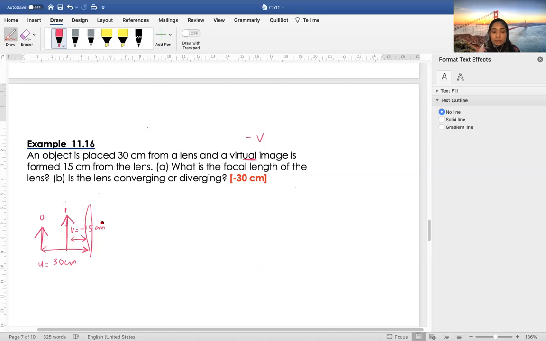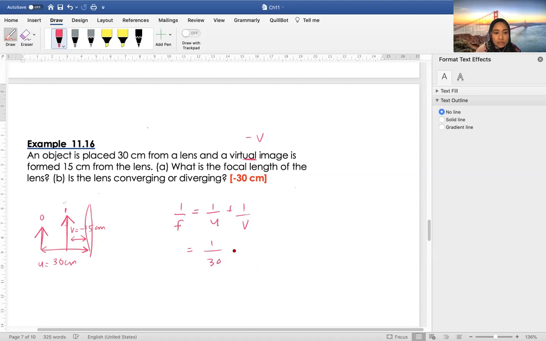Okay, never mind. You understand, right? So u is 30. And they said that the image is virtual, 15 centimeter from the lens. Virtual was already stated. So it is in front of the lens, and the value is going to be negative 15 if we use the equation. What is the focal length? So 1 over f. Do you use the lens maker equation? We don't have to because we already know our 1 over u and 1 over v.